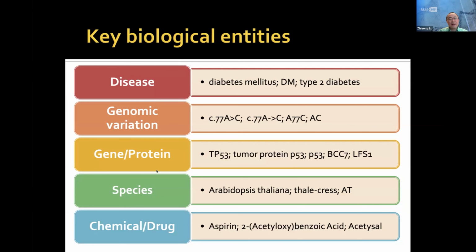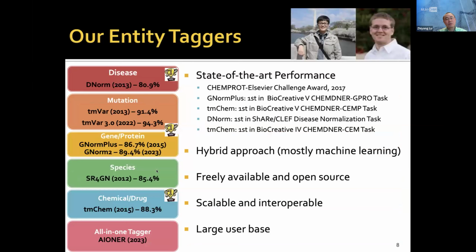So our solution to that is machine learning, and thanks to two very talented and hardworking scientists in my group, Dr. Wei and Dr. Lehman. Over the years, we have built a number of entity taggers, tools that can automatically extract disease names, gene names, species, chemical drugs, and mutations from free text. As you can see, some of these tools have gone through multiple iterations because we continue to improve them with the latest AI techniques or AI methods.